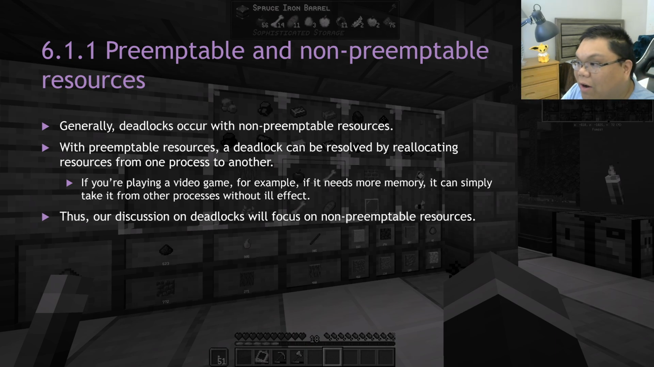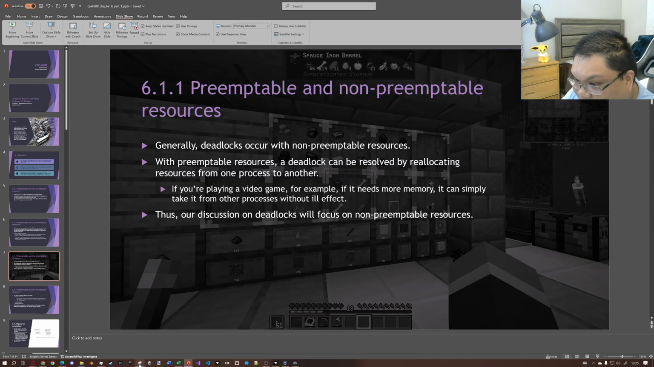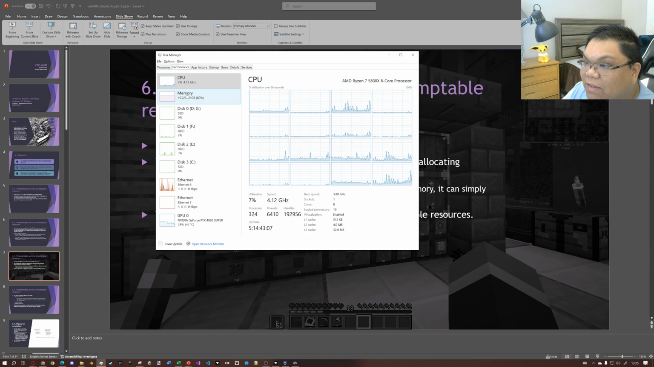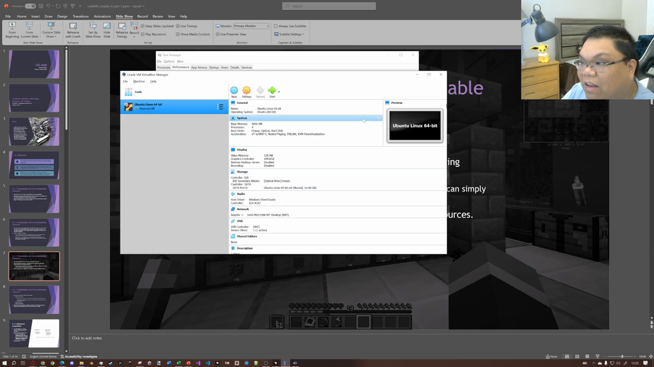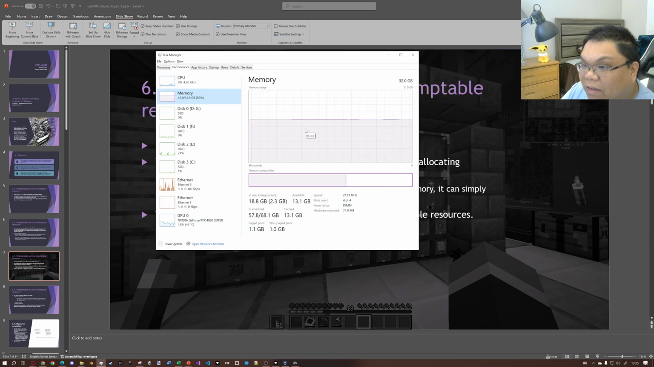Say a video game requires a lot of memory, and by a lot of memory, I mean this much memory. I guess I've been using this thing for so long that, okay, it's probably because I turned off my virtual machine. I was previously recording a 5250 video for this. So basically, resources such as memory can be redistributed to other processes as needed.